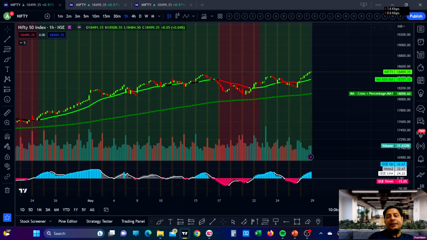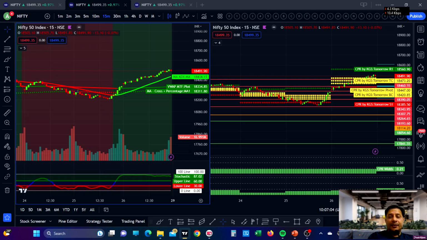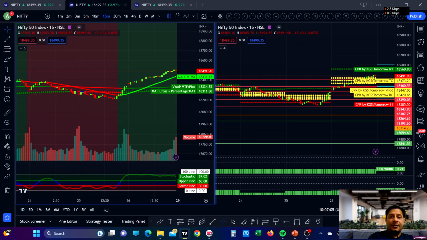Now, looking at this particular instrument, what do you see? It's trading above the 200 EMA, it's trading above the 20 EMA, and the candlesticks are all going upwards. So it's in an uptrend. This gives you a confirmation that Nifty is in an uptrend. Now let's get on to the 15-minute chart.